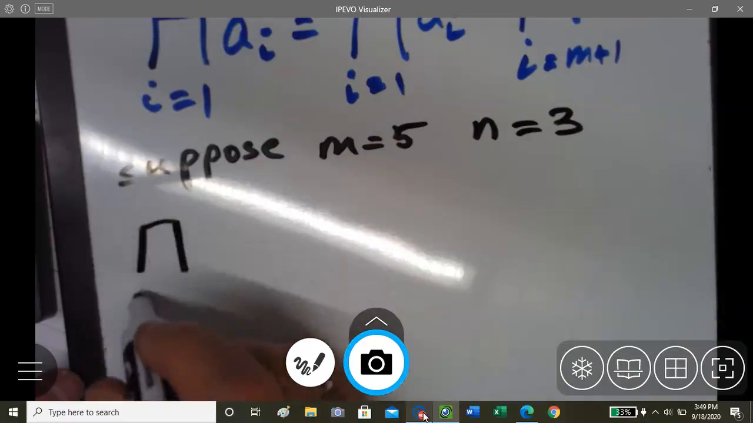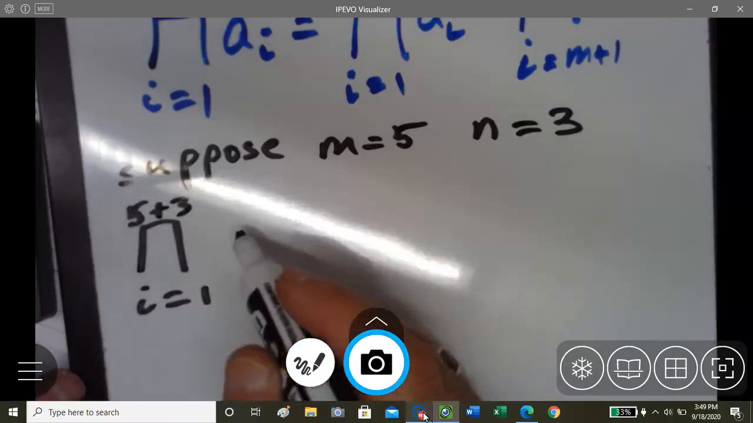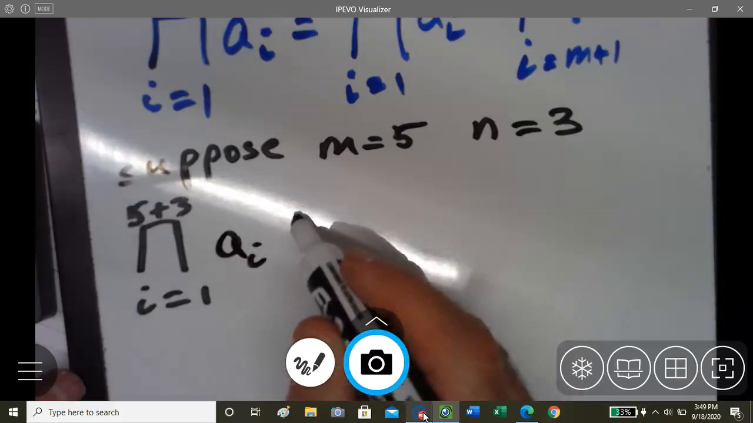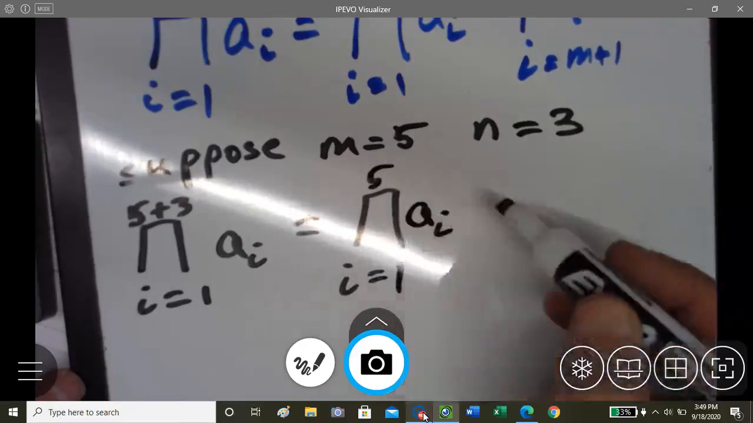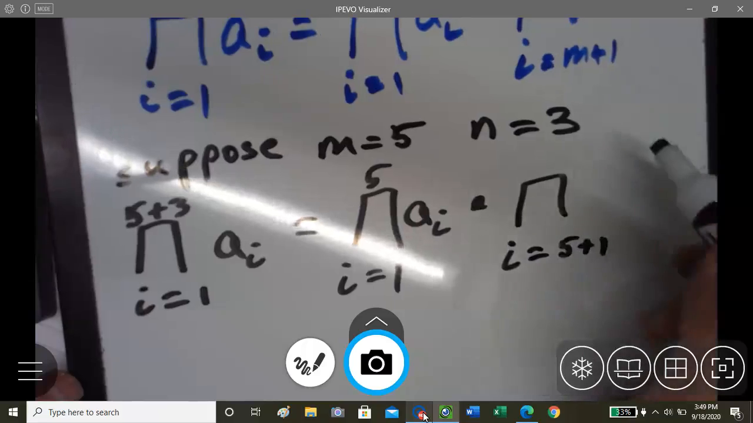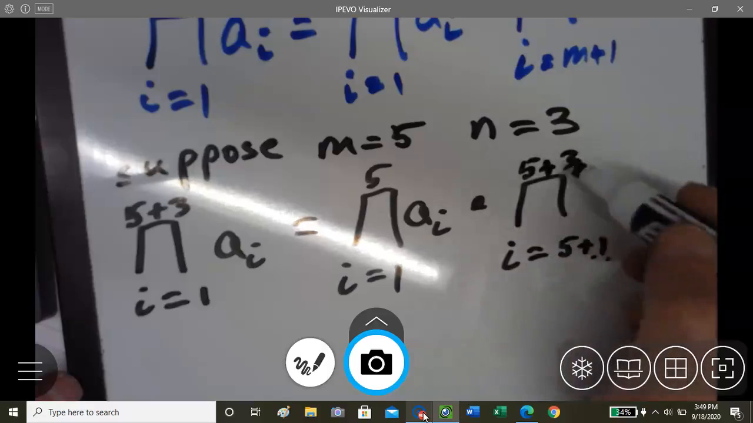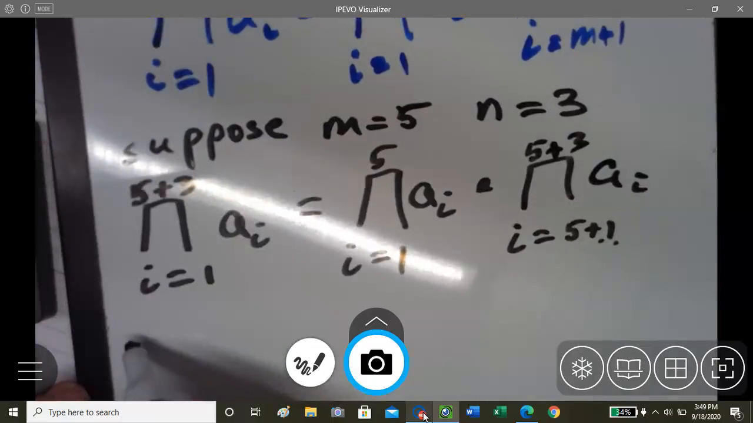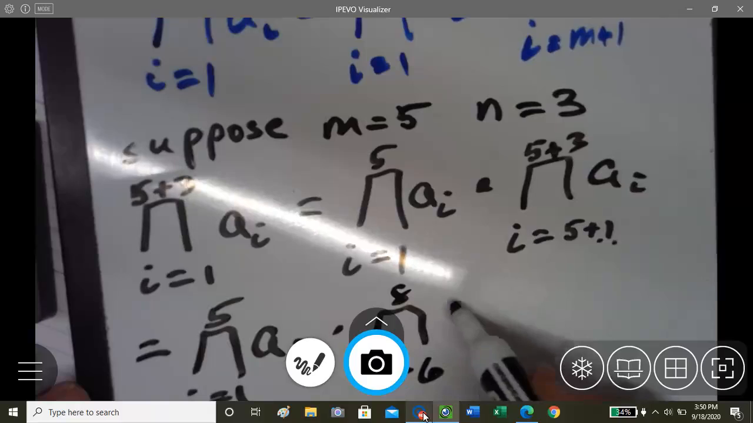So we're going to have the product from I equals 1 to m plus n, which is 5 plus 3, of a sub I. And so that's going to be the product from I equals 1 to 5 of a sub I times the product starting at I equals 5 plus 1, so it stops at 5, and this will continue at 6, and it ends at 5 plus 3, which gives you 8, of a sub I. So I'm just going to rewrite this: the product from I equals 1 to 5 of a sub I times the product from I equals 6 to 8 of a sub I.